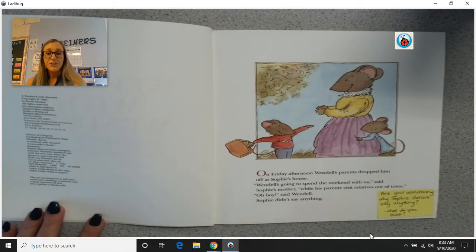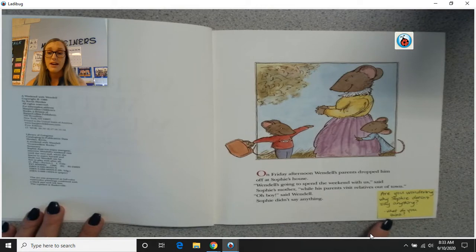On Friday afternoon, Wendell's parents dropped him off at Sophie's house. "Wendell's going to spend the weekend with us," said Sophie's mother, "while his parents visit relatives out of town." "Oh boy," said Wendell. Sophie didn't say anything.